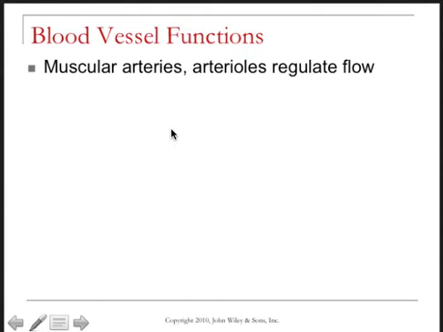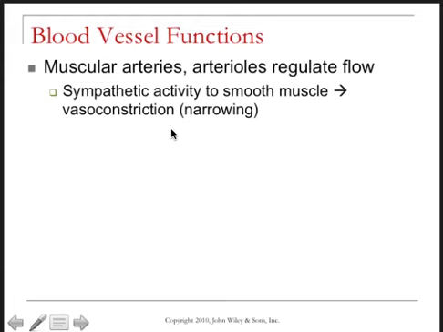Okay, let's talk a little bit about what some of these functions are. The arteries and the arterioles regulate blood flow, and this is primarily through sympathetic activity to the smooth muscle that's in the tunica media. Essentially, what we have here is something called sympathetic tone, and it's one of the things that helps maintain our blood pressure. If we didn't have this sort of background level of vasoconstriction at all times, what would happen is that our blood pressure would fall so low that we'd pass out and perhaps die.